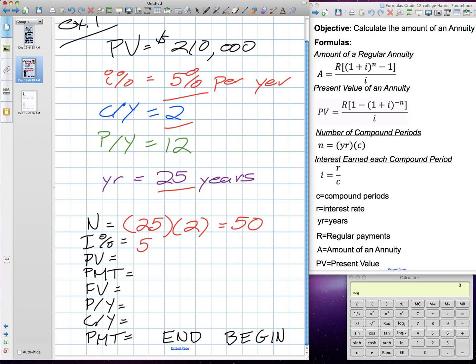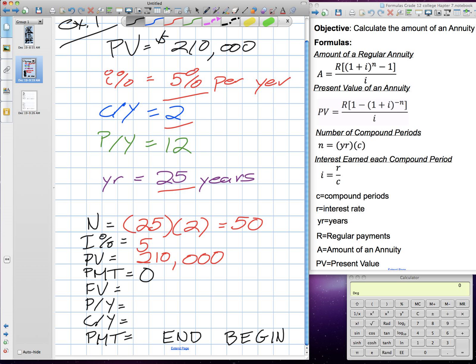Now, because we said this was a mortgage, we already said that that is a present value. That means they've taken out a loan for $210,000. They have that amount right now. So that's the present value of the mortgage. That's how much money they have borrowed. So for present value, we put in $210,000. Our payments per term or per period, for now we're going to leave at 0.